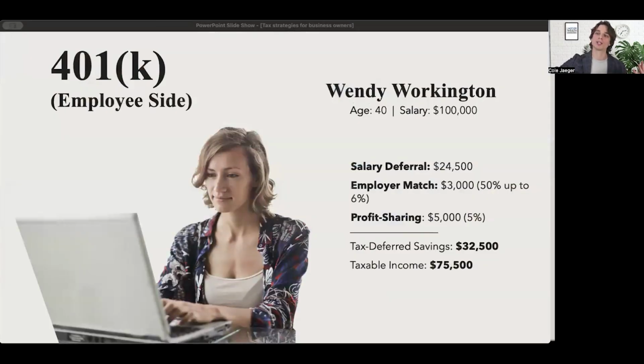This is Wendy Workington. She is an employee and she makes $100,000 a year. Wendy can defer $24,000 of her salary to her 401k. If her contribution was all pre-tax or traditional, her taxable income for the year would be reduced by that amount. In addition, with her employer match and profit sharing, she is saving $32,000 a year and paying $24,000 less in taxes. She's a happy employee.